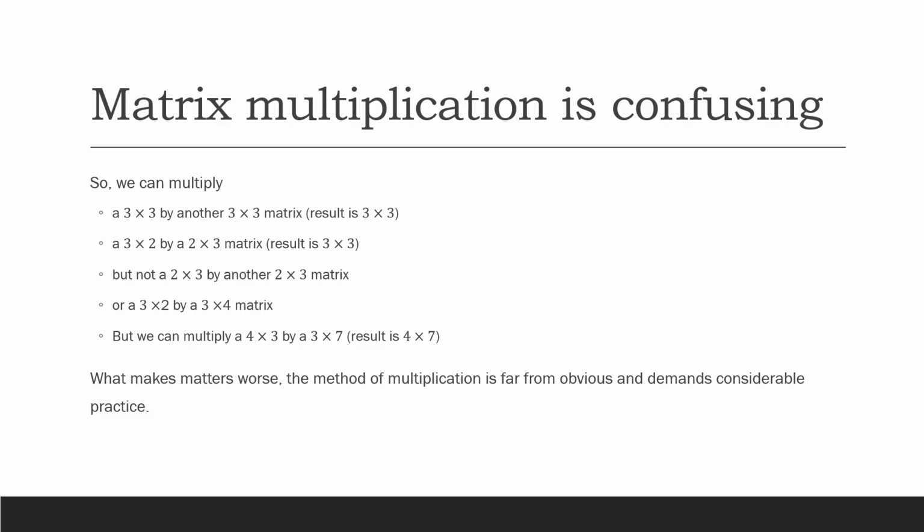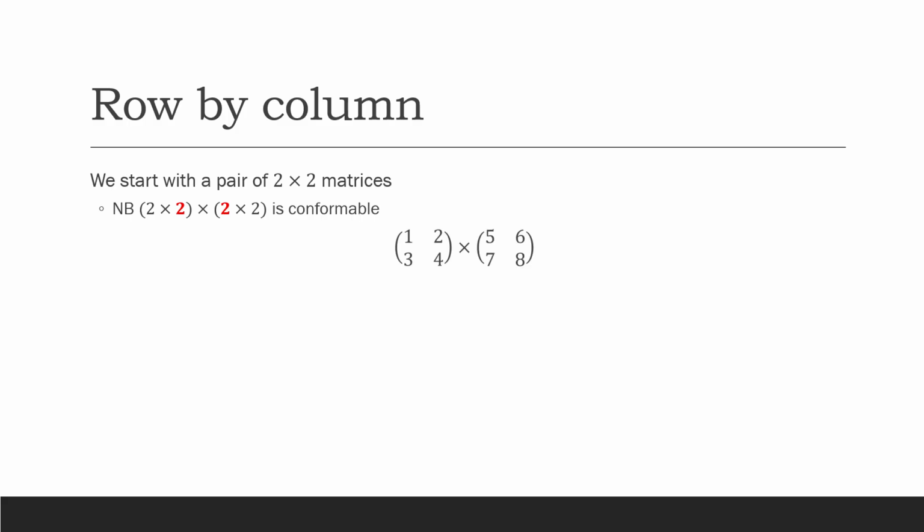But there's a little phrase I have which I find helps me, which is to think row by column every time. So we look at dealing with a row and a column together. Okay, so let's start with a fairly small one, two 2 by 2 matrices. And it's certainly conformable because the number of columns in the first is equal to the number of rows in the second. Okay, so this is what we do.